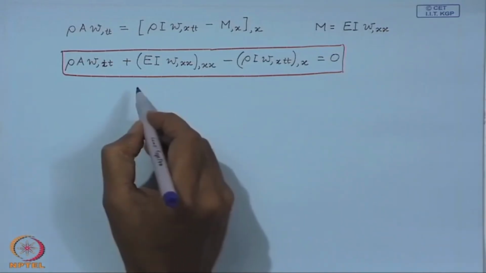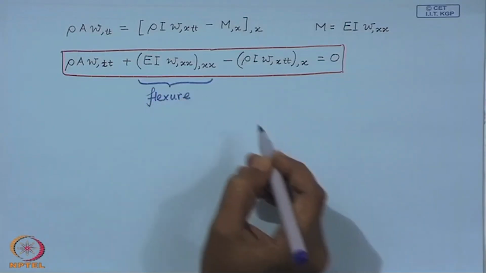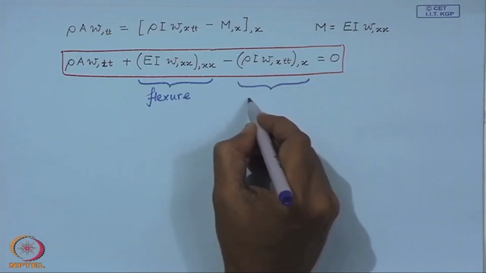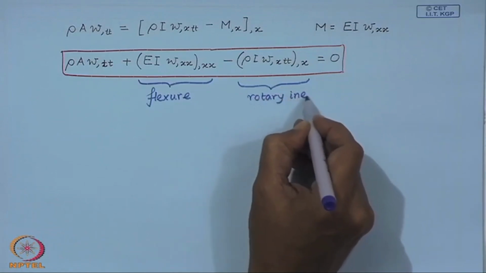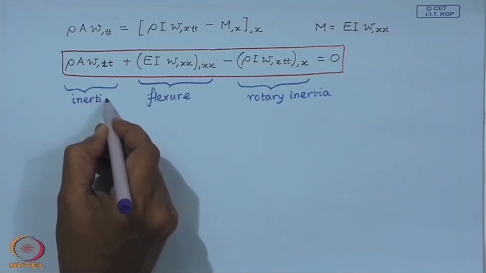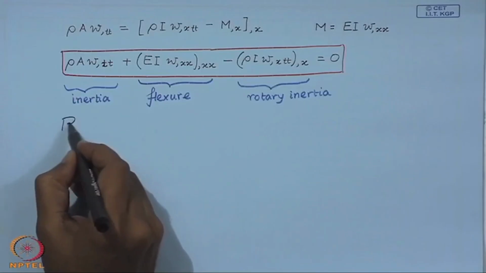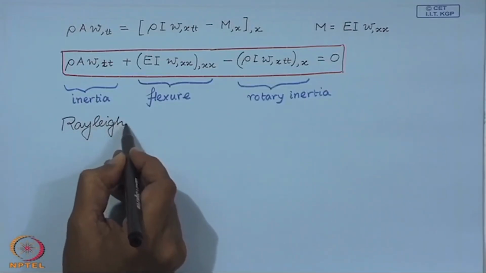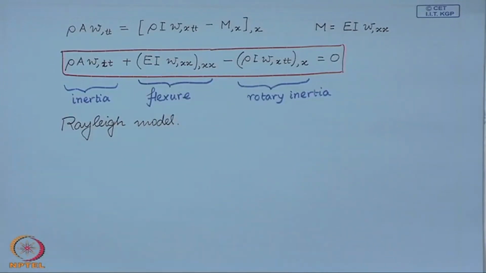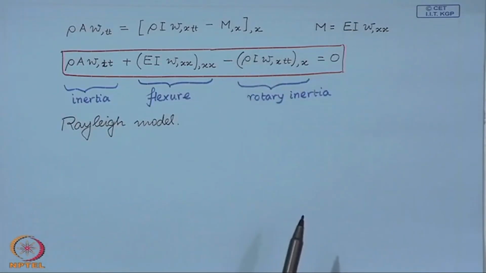Now, here this term is known as the flexure term, this term is the rotary inertia term, and this is the normal transverse inertia term, translational inertia term. So, this model of the beam is known as the Rayleigh model of the beam or Rayleigh beam model. So, in the Rayleigh beam model we have the inertia term, the flexure term and the rotary inertia of the element.